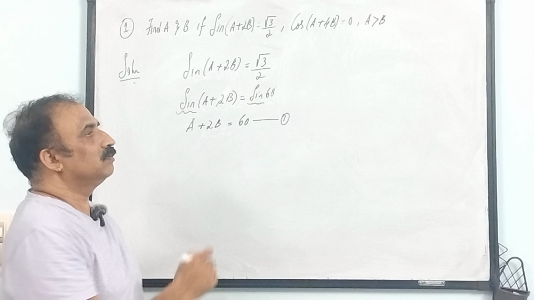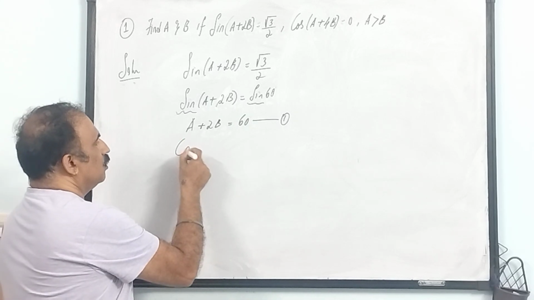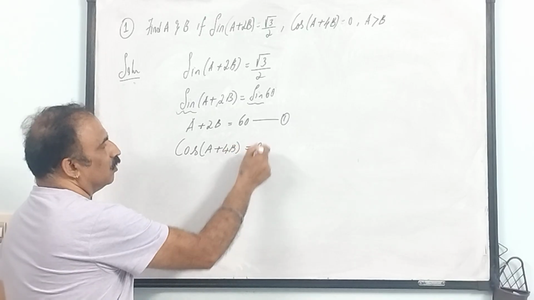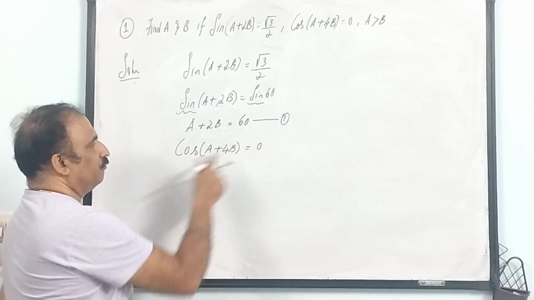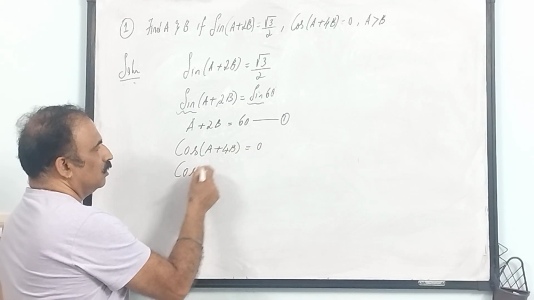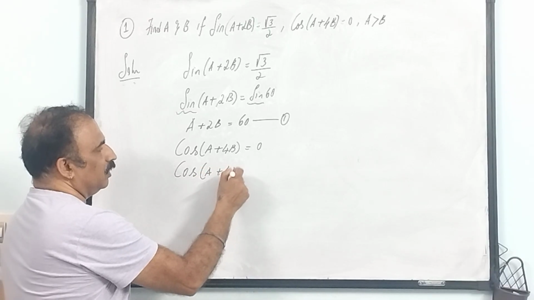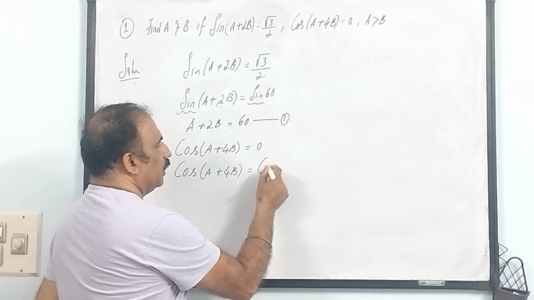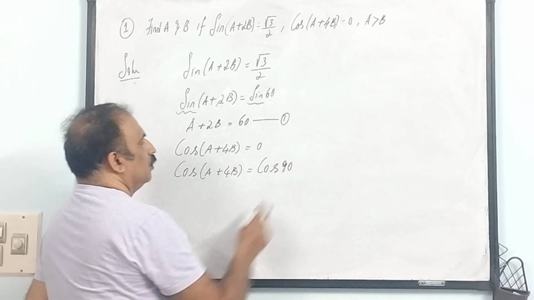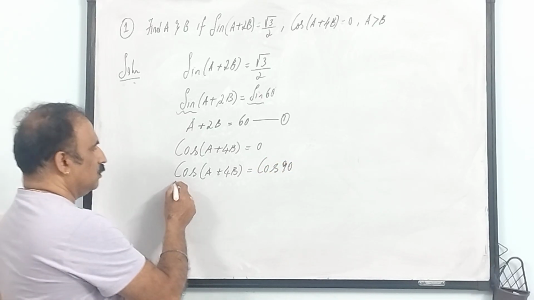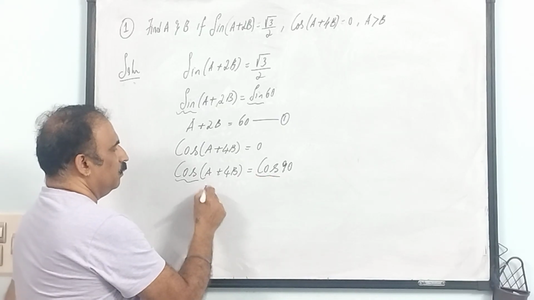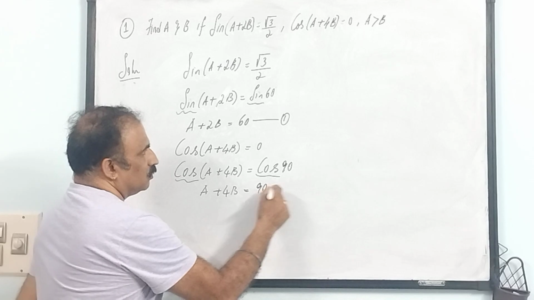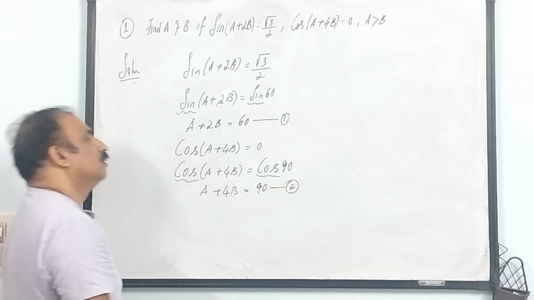Similarly, we'll take the second condition. It says cos of A plus 4B equal to 0. Again, you have to bring it under the same function, cos. Cos of A plus 4B equal to 0 is going to be cos of 90 degrees. So we equate LHS and RHS with cos value. So A plus 4B is going to be equal to 90 degrees. So this will be the second equation.